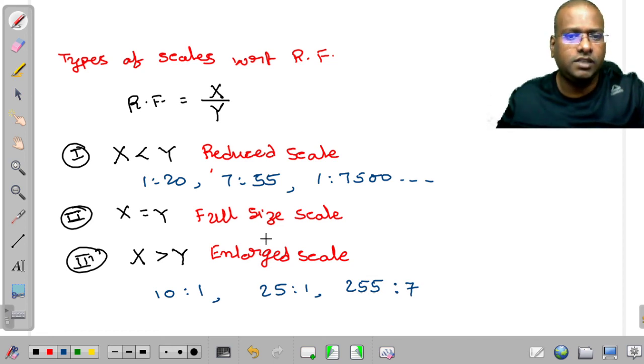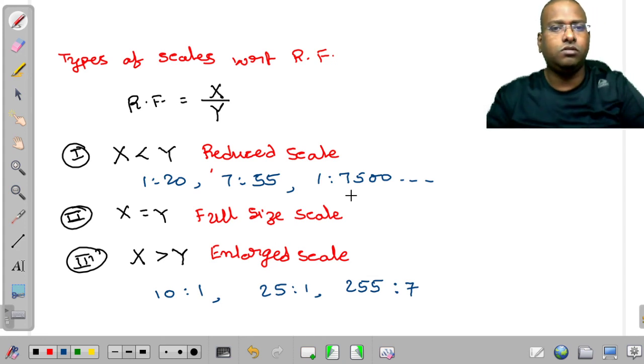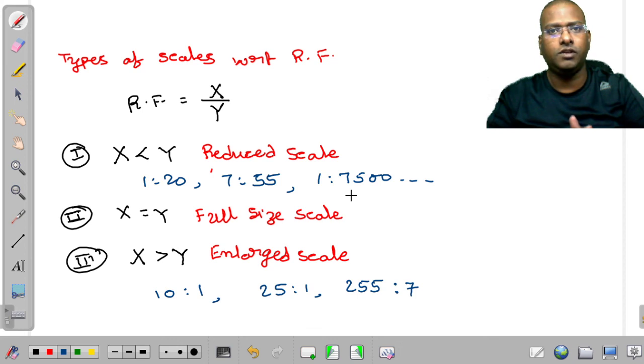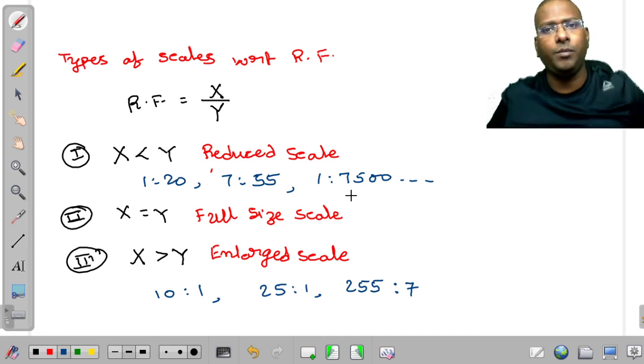So these are the different scales we come across with respect to the drawing object information and actual object information, that is, with respect to the representative factor. And the remaining elements, like how to find the length of the scale and what type of scale we have to use, that is plain scale, diagonal scale, vernier scale, comparative scale, or scale of chords. All this information we will learn in the coming videos.